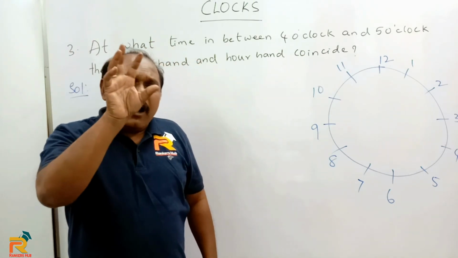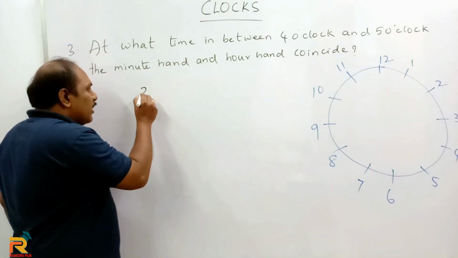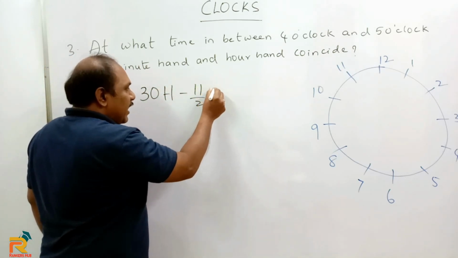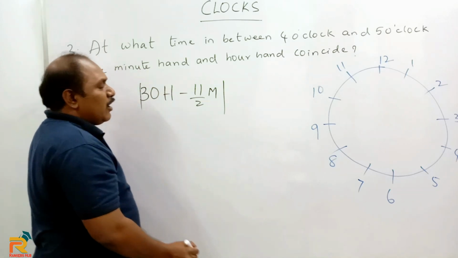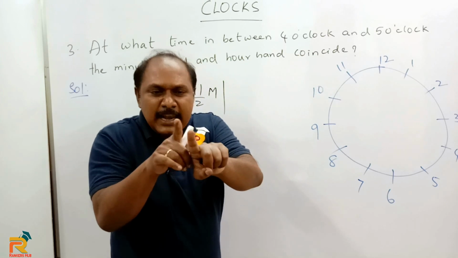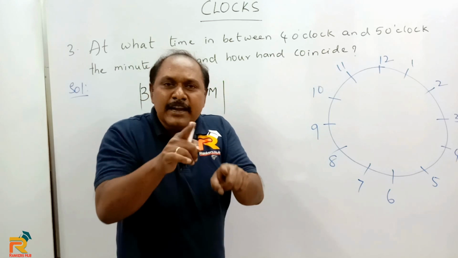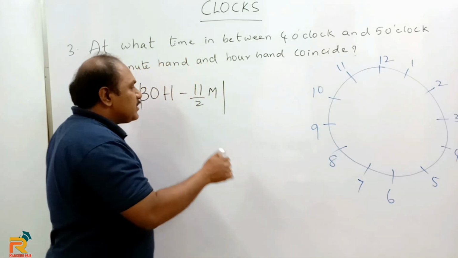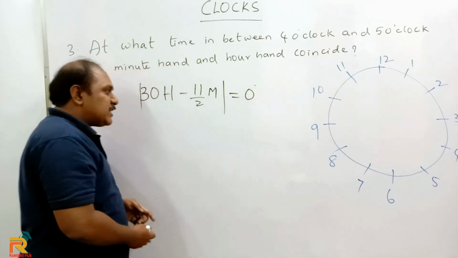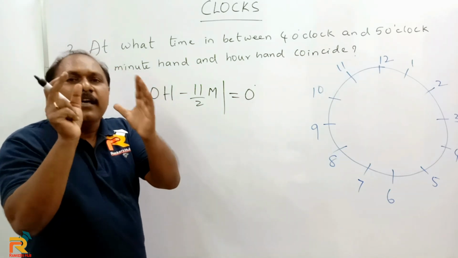Now generally, how do the students answer this question by a formula? See here. Now we know the formula to find out the angle. That is 30h minus 11 by 2m under modulus. Now when I say coincide, that is they lie one upon the other. So when they lie one upon the other, what is the angle between the minute hand and hour hand? Definitely it should be 0. So according to the question, 30h minus 11 by 2m should be equal to 0 degrees, because this is the formula to find the angle between the minute hand and hour hand.